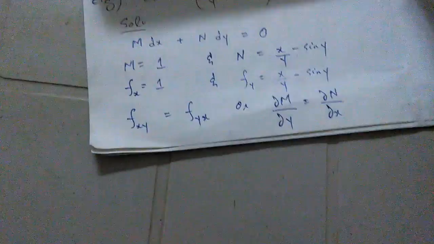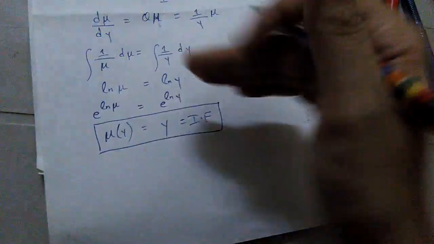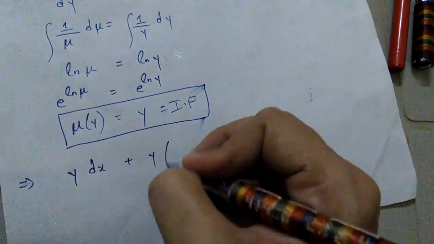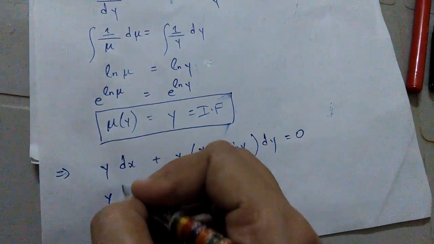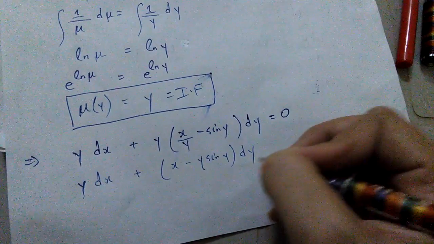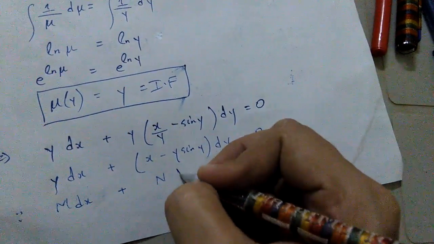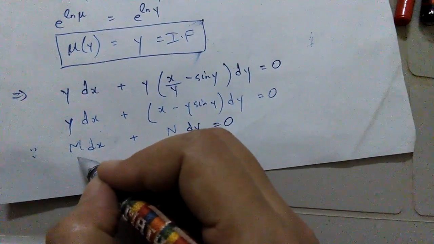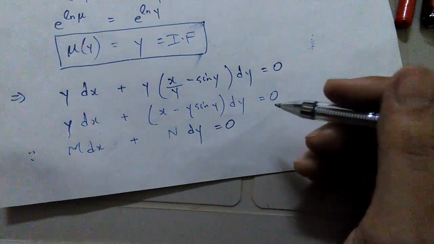We can see here that this was my question. Okay, so now I'm going to multiply this entire equation with my integrating factor, which is y. So it looks like y dx plus y times (x upon y minus sine y) dy equals 0. So it looks like y dx plus (x minus y sine y) dy equals 0. Okay, so now this is my m and this is my n. Okay, now let's check the exactness here. Take the derivative of this m with respect to y, take the derivative of this n with respect to x. They should be equal, and definitely they're going to be equal.